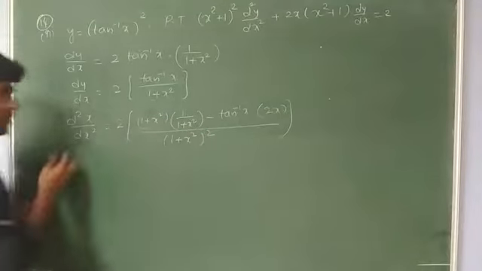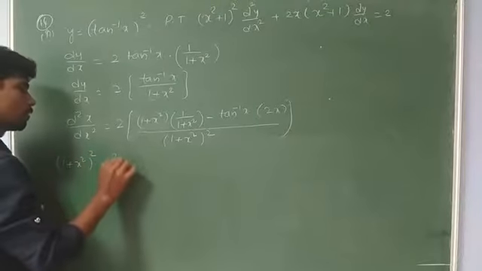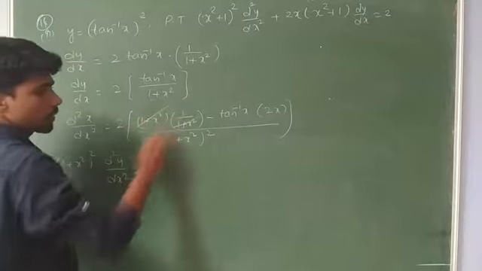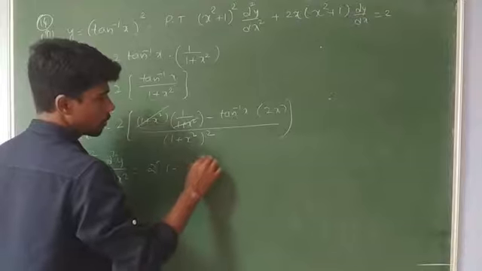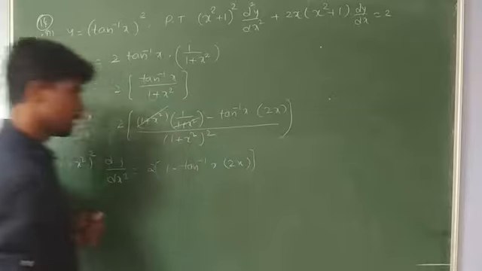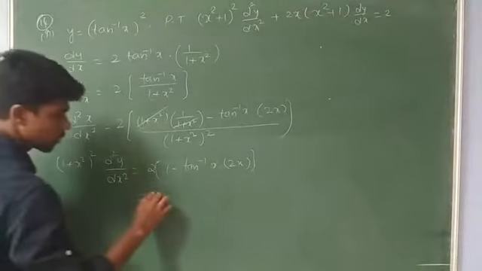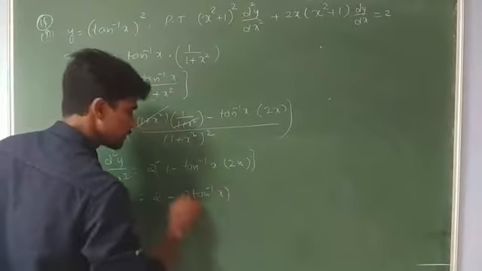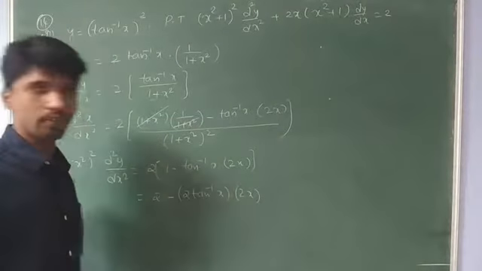Now the denominator we transfer to the left side. We get 1 plus x square whole square into d2y by dx square, which is equal to 2 into 1 plus x square, 1 plus x square gets cancelled, 1 minus tan inverse of x into 2x, right? So I can multiply this particular part, which is equal to 2 minus 2 tan inverse x into 2x, or nothing but 2 2s are 4, 4x into tan inverse x.